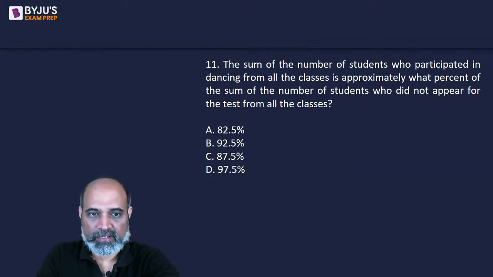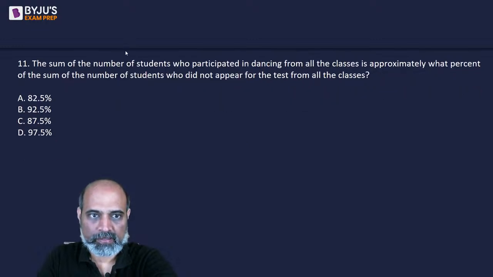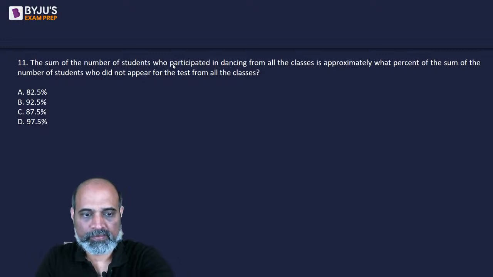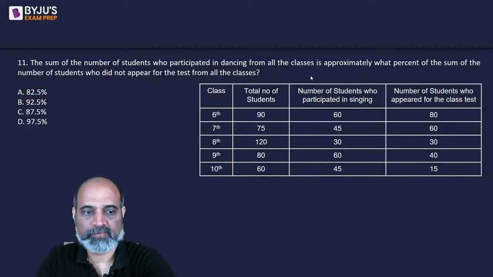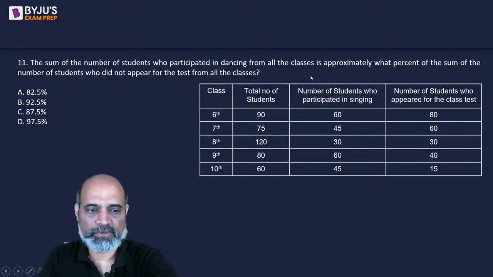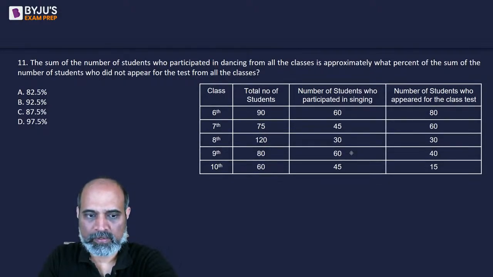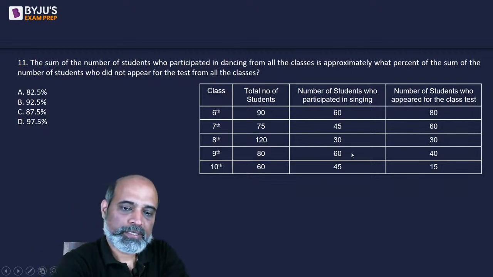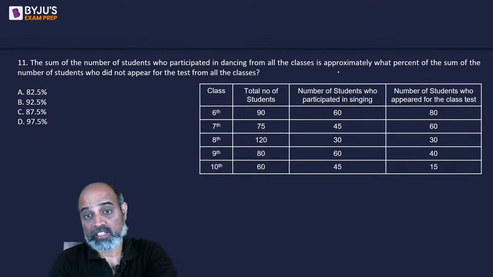Okay, another one. So let me bring the table. बार बार टू एंड फ्रो करने में टाइम लगेगा, राइट? सो दैट्स व्हाई आई एम copy pasting the table. Next, the sum of the number of students who participated in dancing from all the classes.